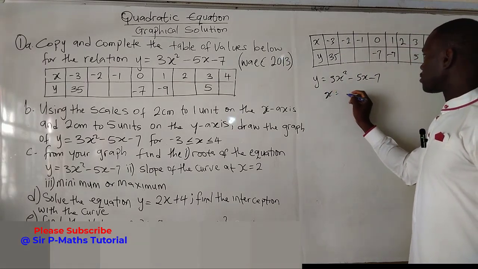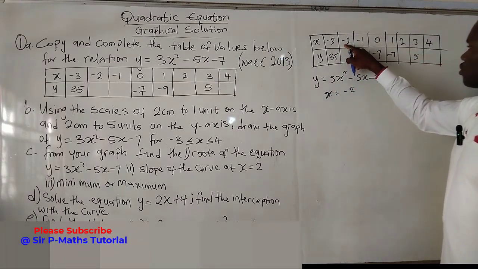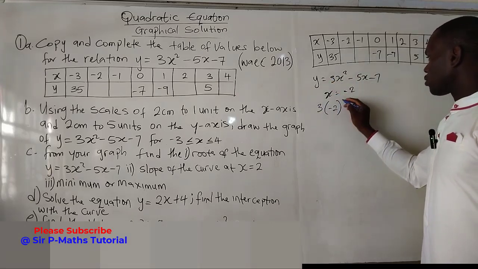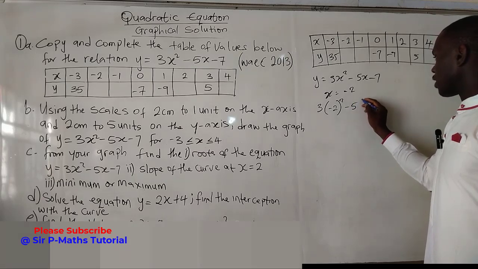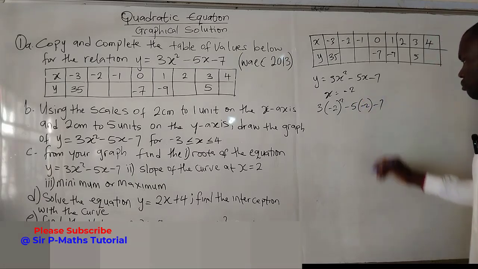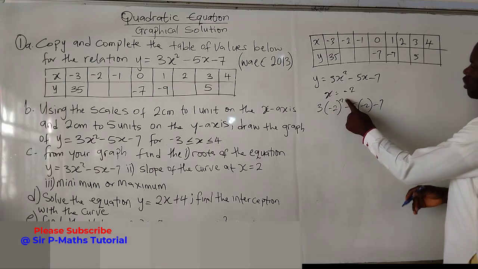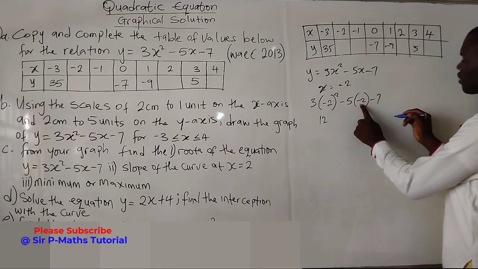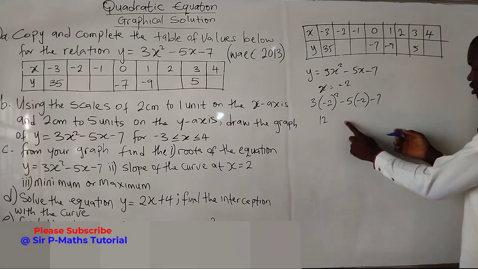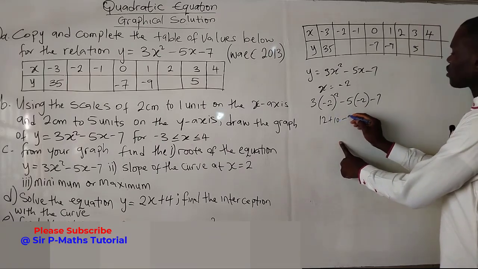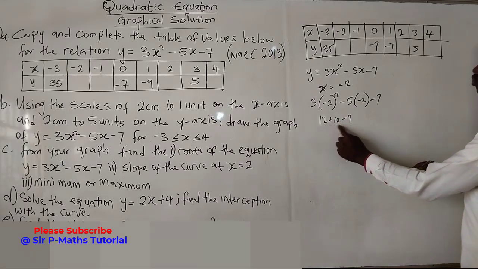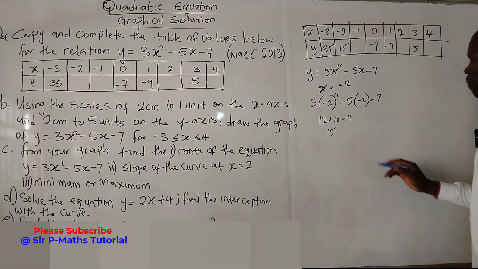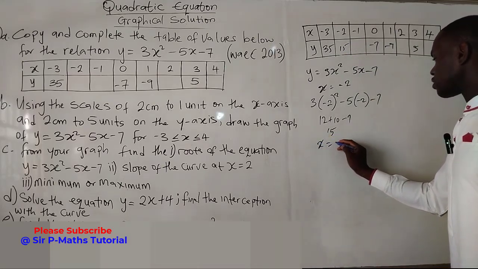So when my x is equal to -2, put it in this relation. I will have 3 into -2 raised to power 2 minus 5 into -2 minus 7. -2 squared is 4. 4 times 3 is 12. -5 times -2 is +10, minus 7. Now add here, 22 minus 7, we have 15. So here is 15.